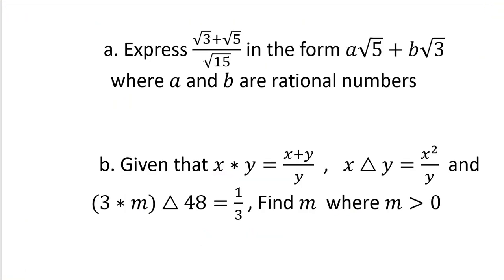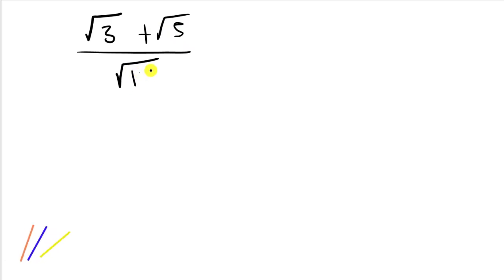For the A, it says express (square root of 3 plus square root of 5) all over square root of 15 in the form A root 5 plus B root 3, where A and B are rational numbers. And you have the B also there. So we want to start with the A. All right. So for the A, we have (square root of 3 plus square root of 5) all over square root of 15.